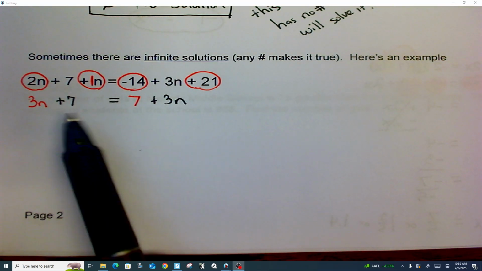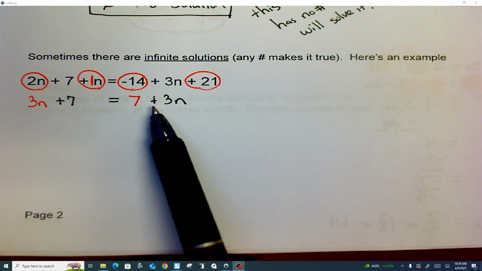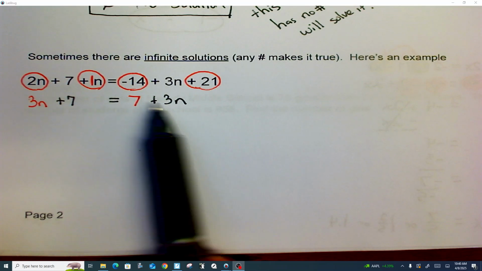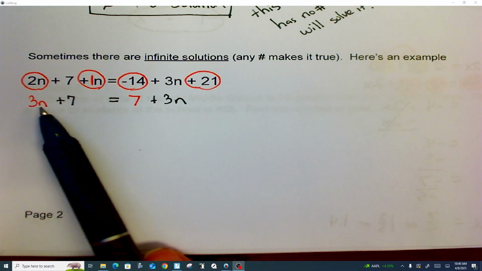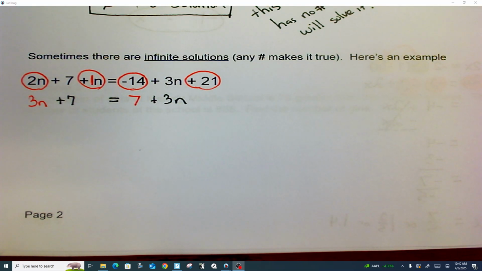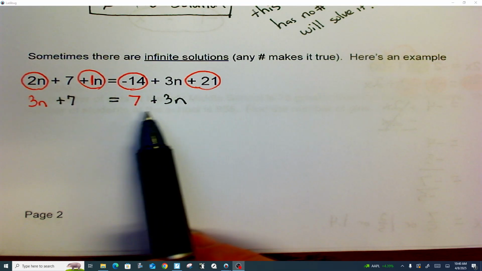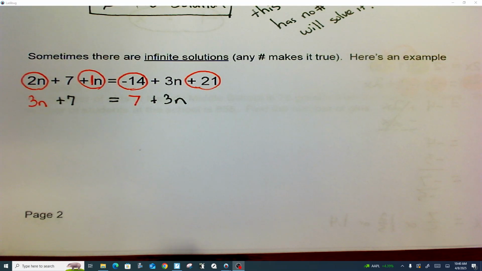Now, technically, you can see that the left side is the exact same as the right side. The order is flipped, but because they're exactly the same, it doesn't matter what number that you plug in, it's going to make it true. Now me, when I'm solving this on my paper, I don't normally stop here. What I do is I go ahead and I try to get all variables to one side because this is what you see.